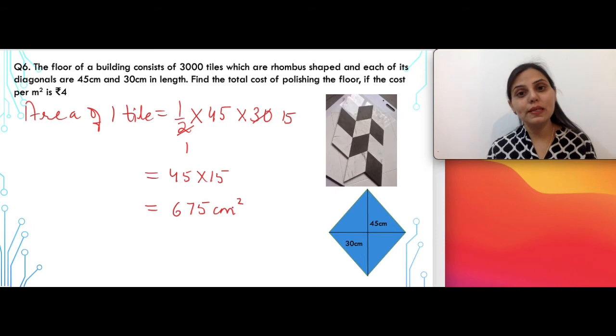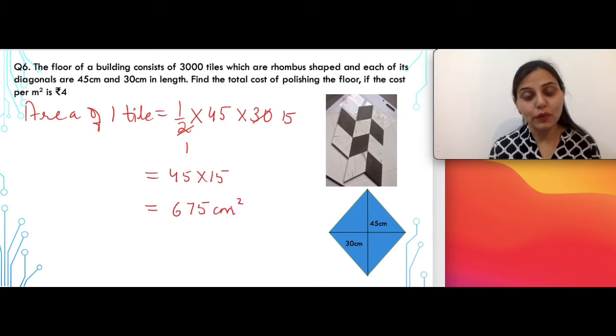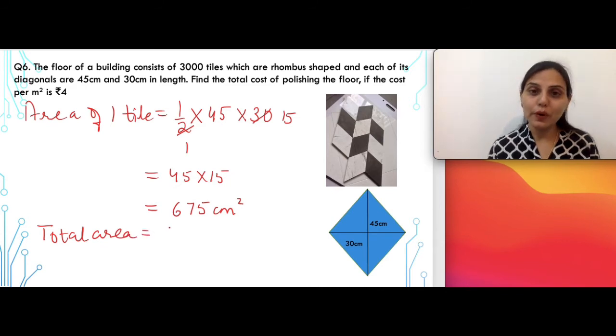Now remember, this is area for one tile and the total number of tiles that we have is 3000. So we need to calculate the total area of the floor first. Total area will be equal to the number of tiles, that is 3000, multiplied by area of one tile, which is 675 in this case. So on multiplying these two, you'll get the solution.